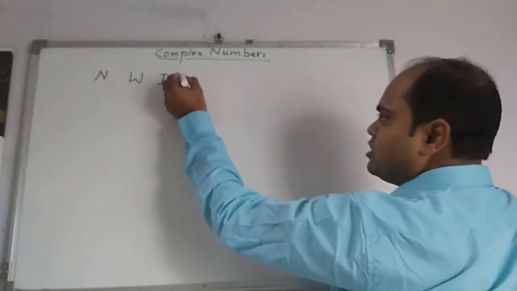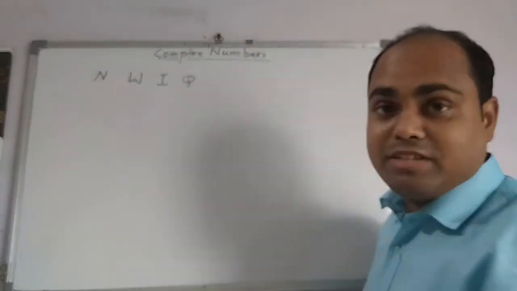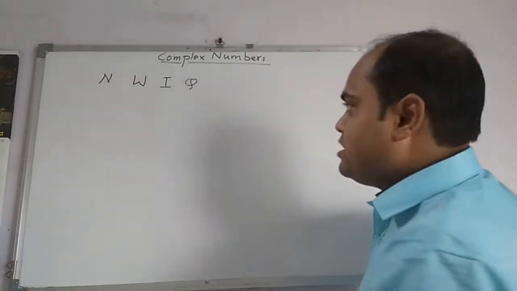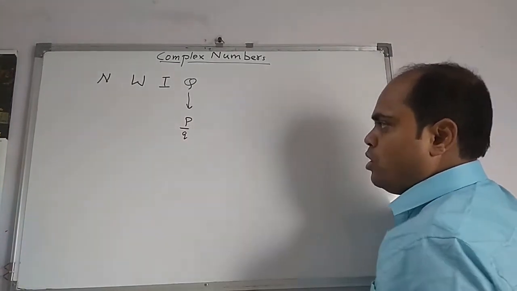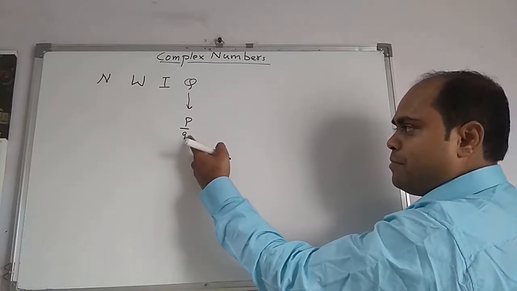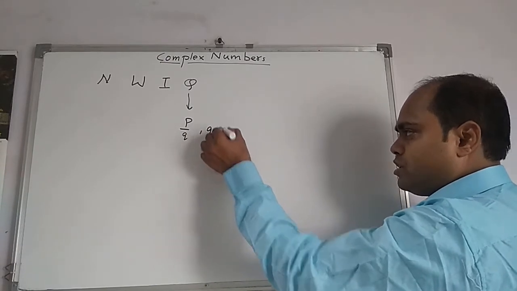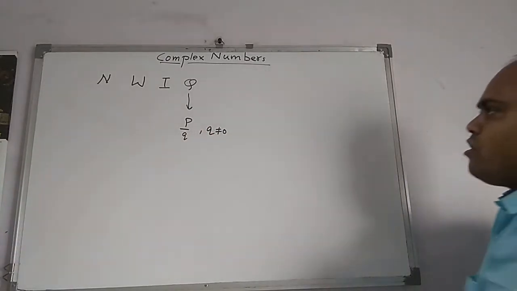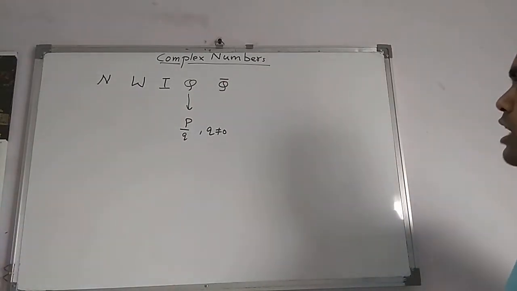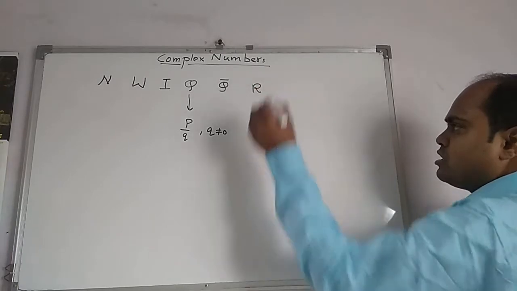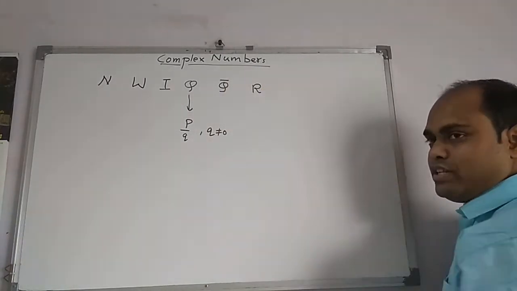Then we have the set of rational numbers. Can you tell me how we represent a rational number? We represent it by p by q form, where p and q both are integers but q not equal to 0, right? Then we have the set of irrational numbers. Then we have the set of real numbers. The set of real numbers includes all the rational numbers and irrational numbers.